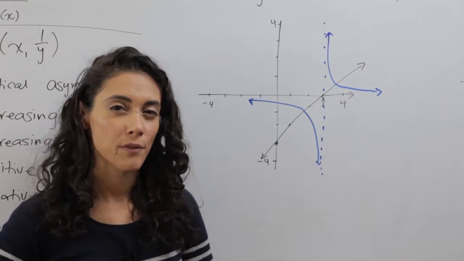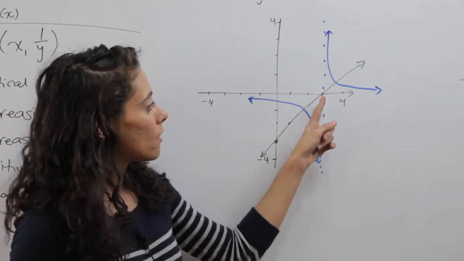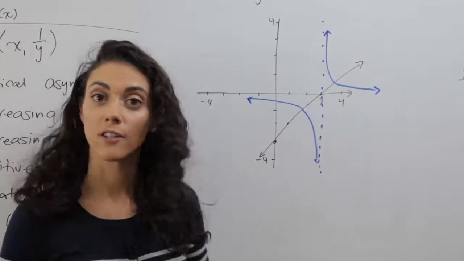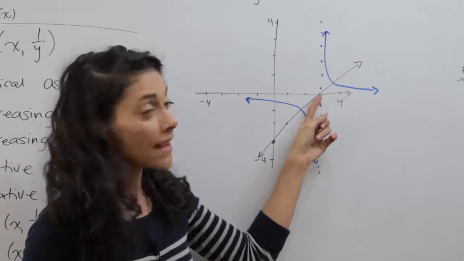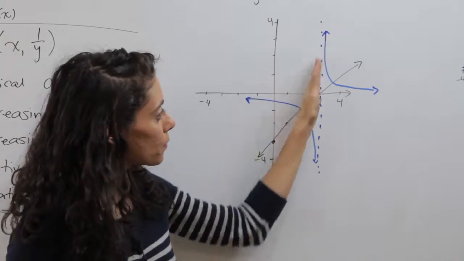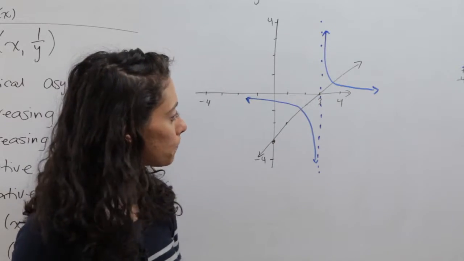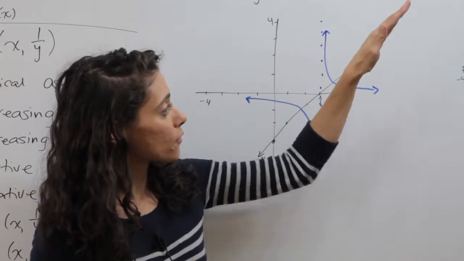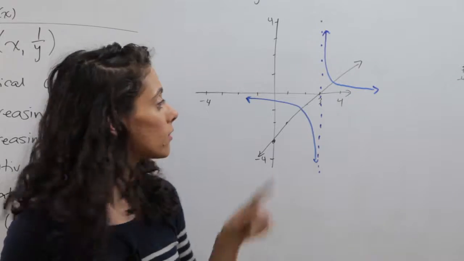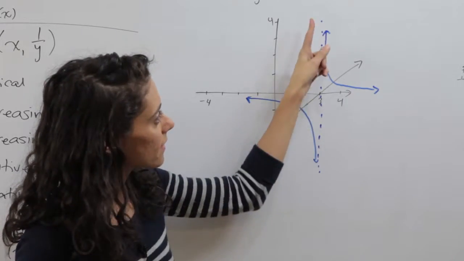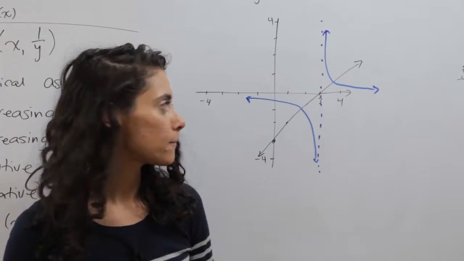So going through the properties we've just discussed, zeros become vertical asymptotes. So where this line had an x-intercept or 0, the reciprocal, the blue graph, will have a vertical asymptote. This graph is always increasing, therefore the reciprocal is always decreasing. It's heading down as we move from left to right.